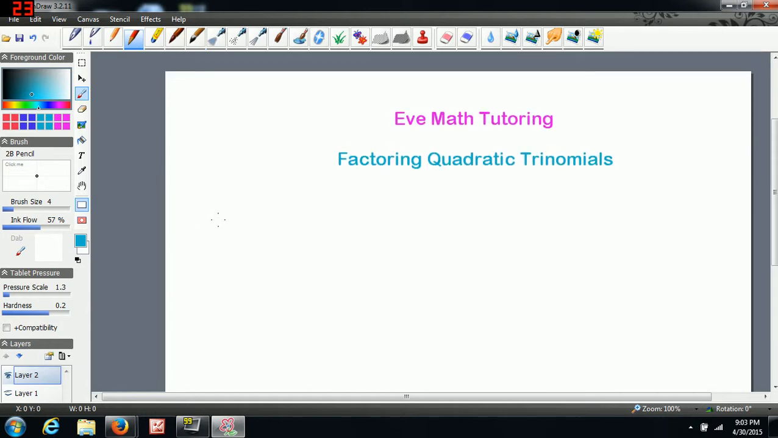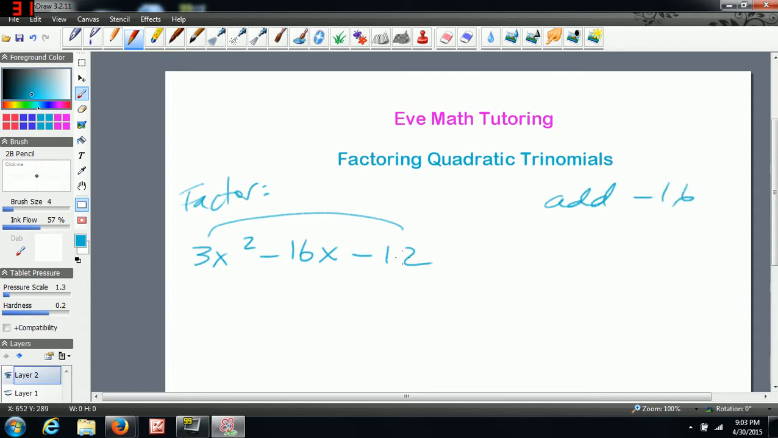Okay, so another example would be if we had the following. Say we had 3x squared minus 16x minus 12, and we want to factor this one. So again, I'm going to think of two numbers that add to negative 16, the middle term, and multiply to 3 times negative 12, which would be negative 36. So two numbers that multiply to negative 36 and add to negative 16.